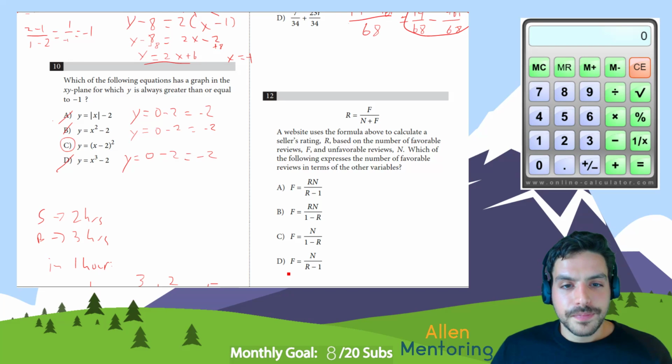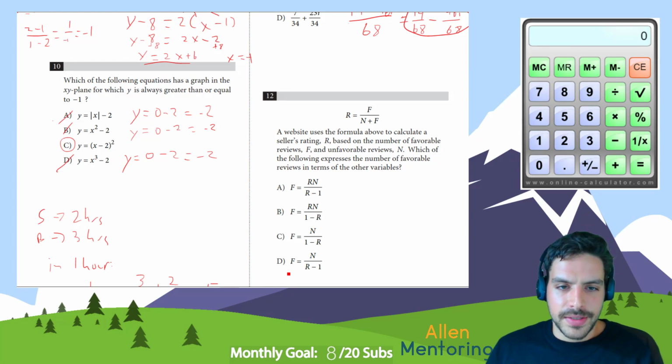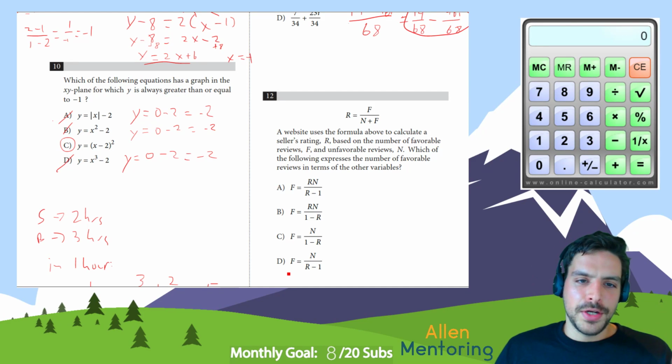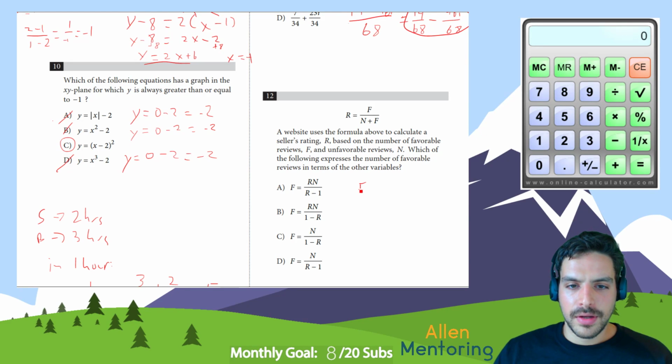Number 12, R equals F over N plus F. A website uses the formula above to calculate the seller's rating, blah, blah, blah. R is favorable reviews, F is unfavorable. Which of the following expresses favorable? Okay, so we don't really even need to know what any of these letters mean. All we want to do is isolate F, okay, and have it equal something right here.